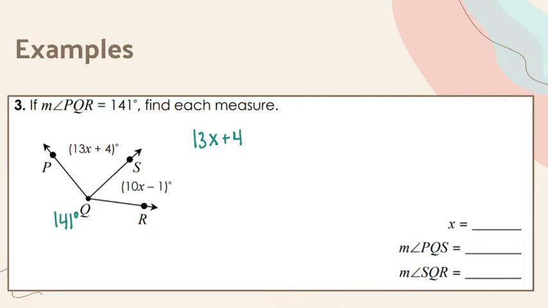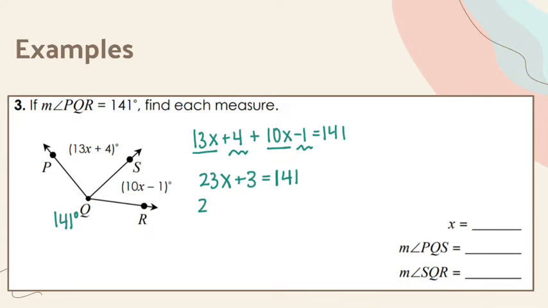13x plus 4 plus 10x minus 1 equals 141. So inside angle plus inside angle equals outside angle. Or little angle plus little angle equals big angle. However you want to think about it. Then we're going to combine like terms and simplify our equation. So 13x plus 10x is 23x. 4 plus negative 1 is positive 3 equals 141. 23x equals 138. And x equals 6. So over here, we will put 6.